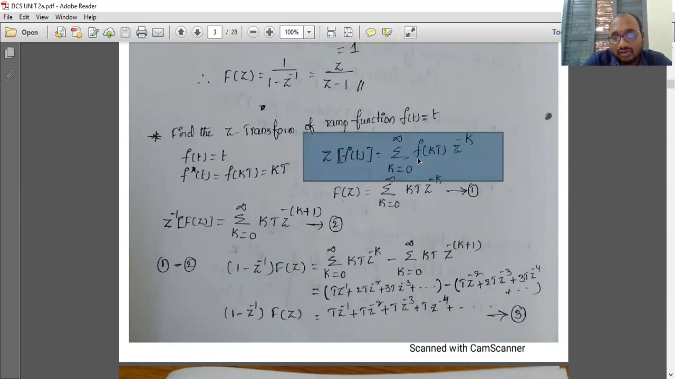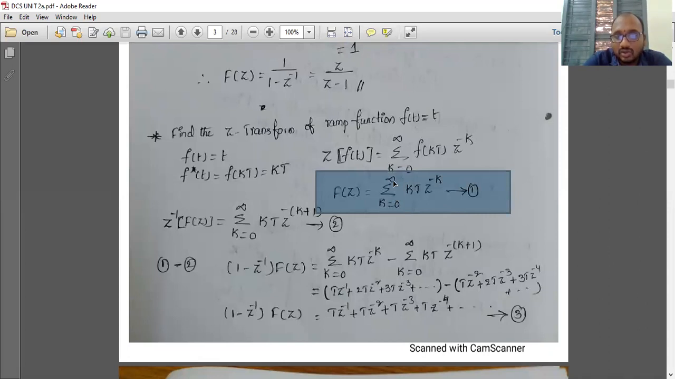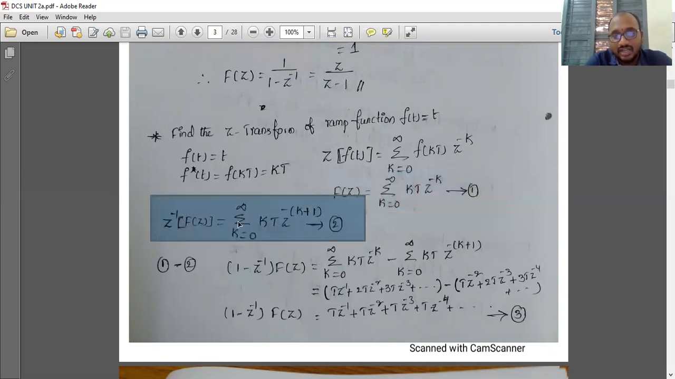Okay, in this basic Z transform formula, we have to substitute our function in place of f of kT, that is kT. So it becomes F of z is equal to sigma k is equal to 0 to infinity kT into z power minus k. Take this as equation number 1. Next, multiply the above equation with z power minus 1 on both sides. Then you get z power minus 1 into F of z is equal to sigma k is equal to 0 to infinity kT into z power minus of k plus 1, because z power minus k into z power minus 1 becomes z power minus of k plus 1.